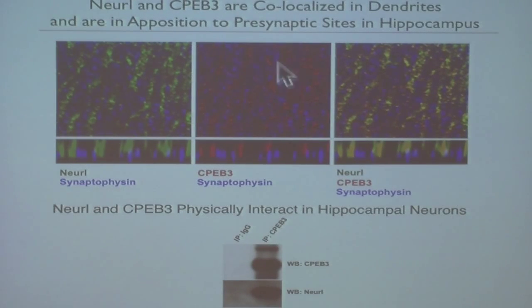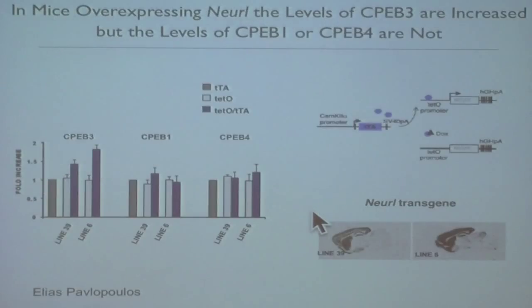We showed that Neuralized and CPEB3 are co-localized. They are both postsynaptic, in opposition to presynaptic sites in the hippocampus. And if you use an antibody against one, you pull both of them down. In mice where you overexpress Neuralized, you increase the level of CPEB3, but not CPEB1 or CPEB4.